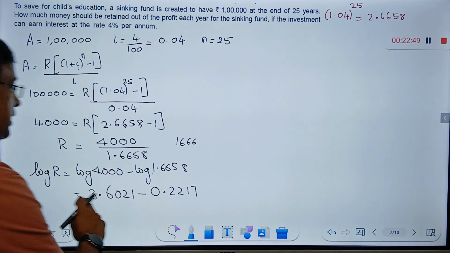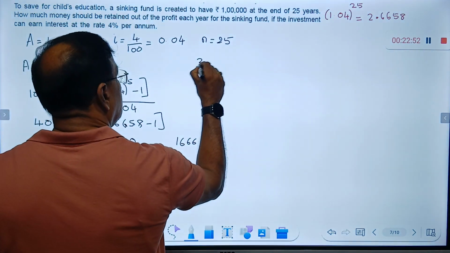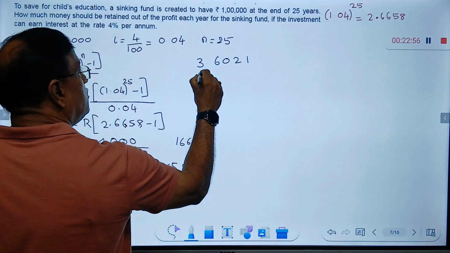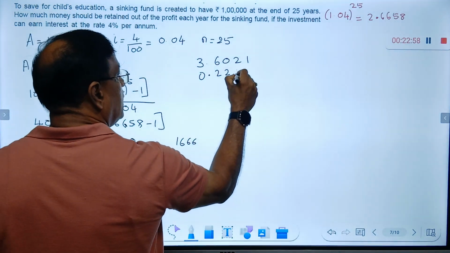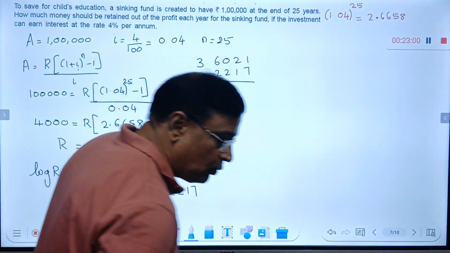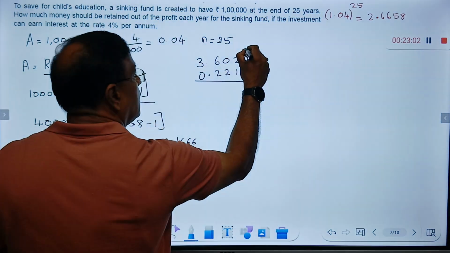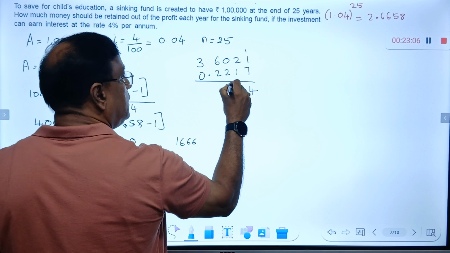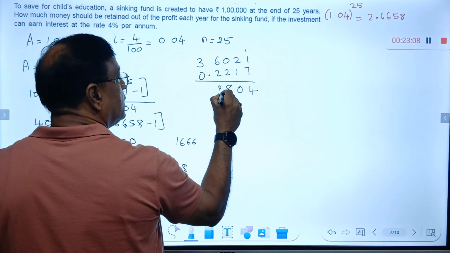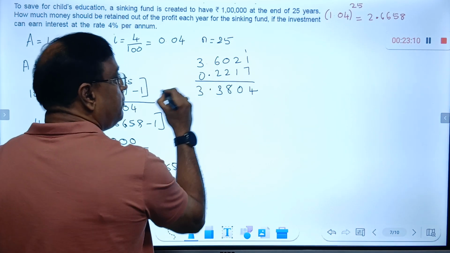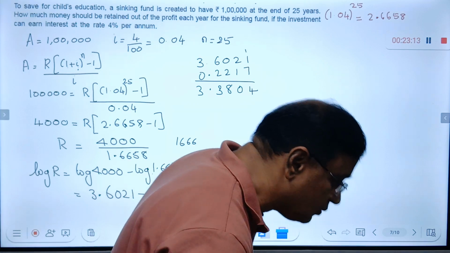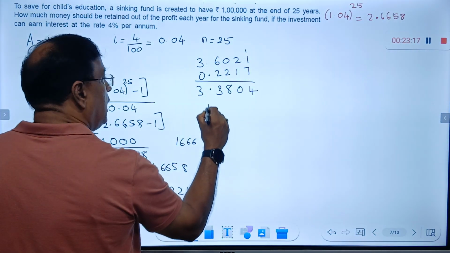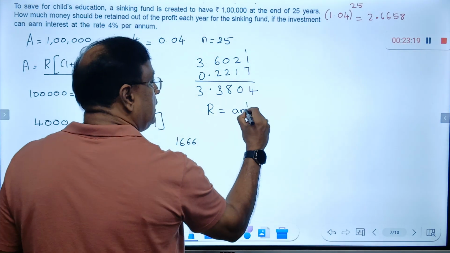Now I need to subtract this. How do I subtract? 3.6021 minus 0.2217. Okay, now I want to subtract this. What do I get? You get 3.3804. So my R will be anti-log of what?